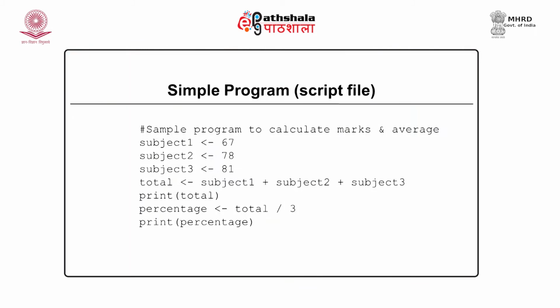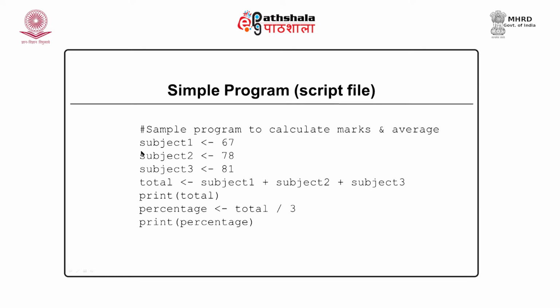Let us see, on the screen we have created a sample program, we can call this a script file. What you are required to do is type these commands in a single file with an extension .r. So, it can be simple.r or it can be first program.r. Now, let us see line by line what this program is. The first line contains a hash, this is a comment. When we are writing a program, R uses the hash sign to create comments.